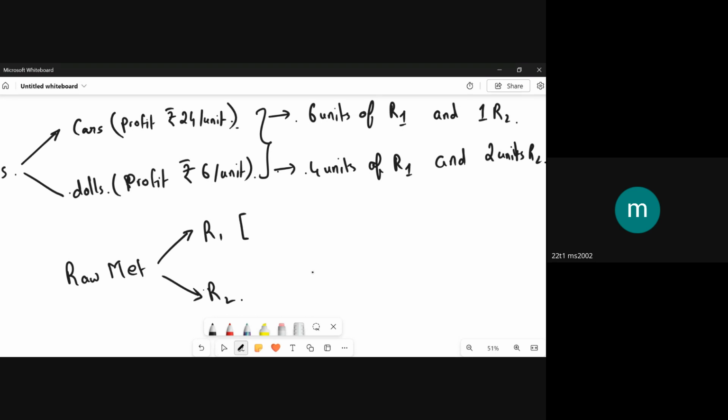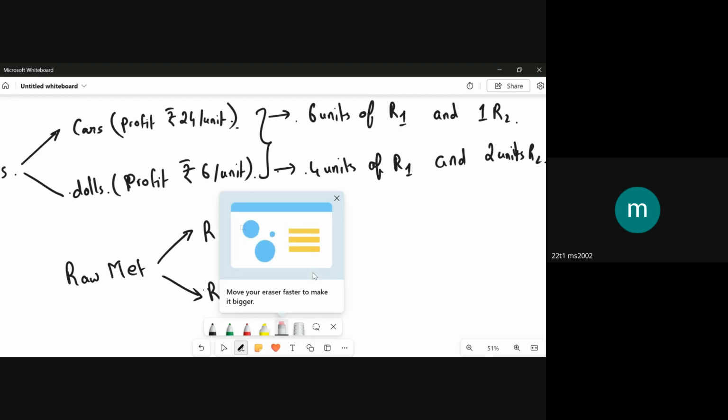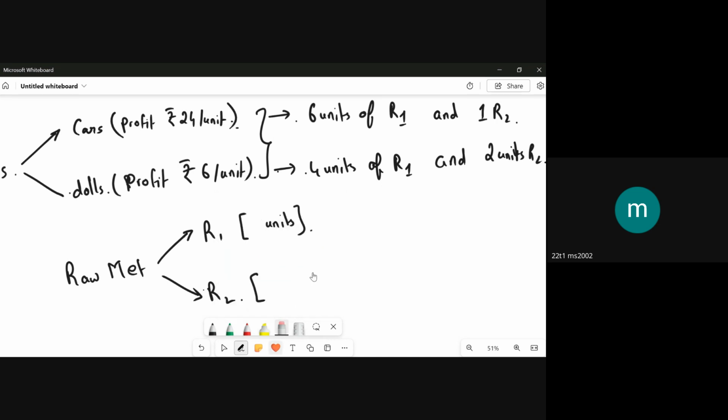Every day, I'm going to purchase 24 units of R1 and 6 units of R2. Since these numbers are the same, let's change that. Let's say for every car, I make a profit of 5 rupees, and for every doll, I make a profit of 4 rupees. So that is my problem.